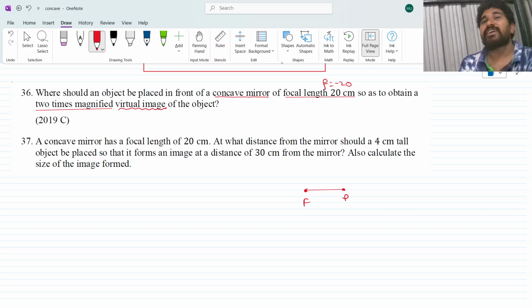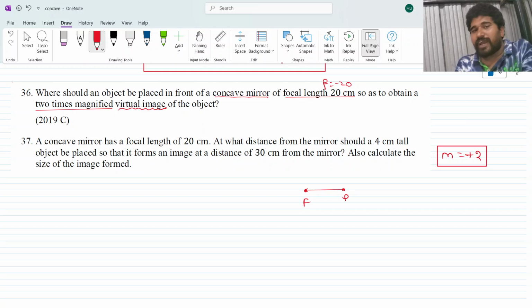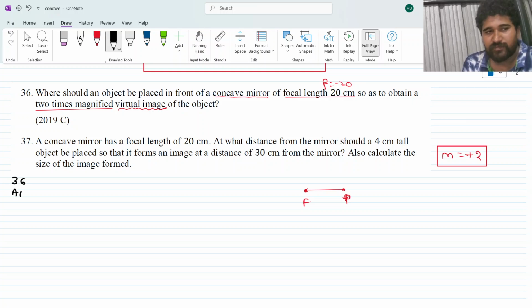It is asking exactly, I want M is equal to plus 2. Then tell me the value. You have to give the value, not just between F and P. If I say between F and P, he will give me half mark out of the 3 marks. What we have to do here is, it should be between F and P, correct? Now take the given data, start solving. I am doing the 36th answer.